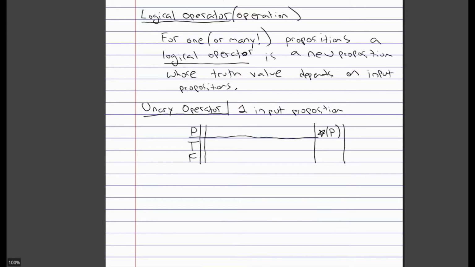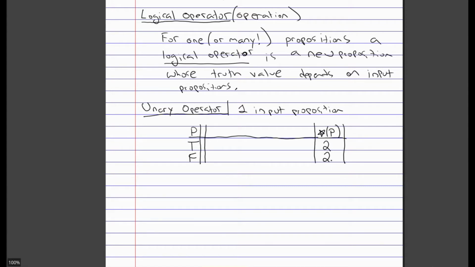For example, let's say star is some given unary operator that acts on P. Well, we have a total of two possible choices here for the first component: the truth value of star of P when P is true can be either true or false. And likewise, star of P when P is false can be two possible values.